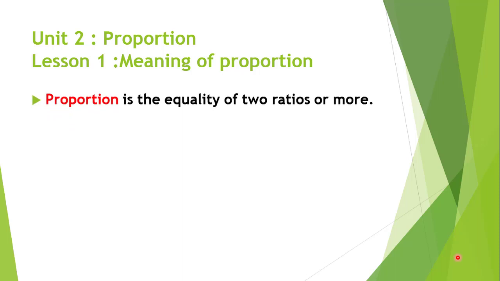What is proportion? Proportion is the equality of two ratios or more. So we have two or more ratios and they are equal. In this case, we call it a proportion.